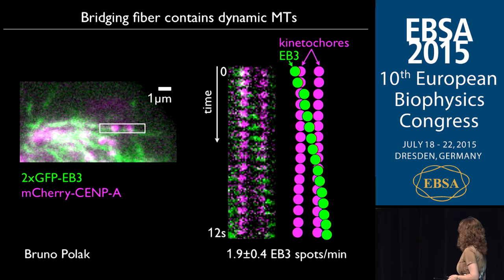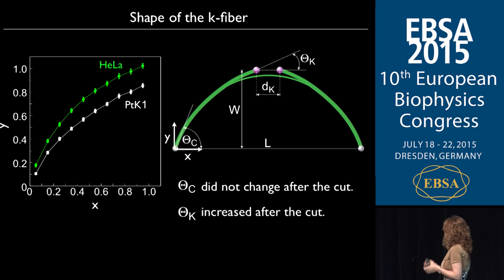So to quantify the response of our system to ablation and to be able to learn something about the force balance, we measured the contours of the K fibers in HeLa cells and in BTK cells, and we extracted all possible geometrical parameters that we could, which are mainly different kinds of angles and distances inside the spindle. The most important result from this analysis, when comparing the shape of the K fiber before and after the cutting, is that the angle between the K fiber and the major axis of the cell at the spindle pole did not change after the cut compared to before the cut.